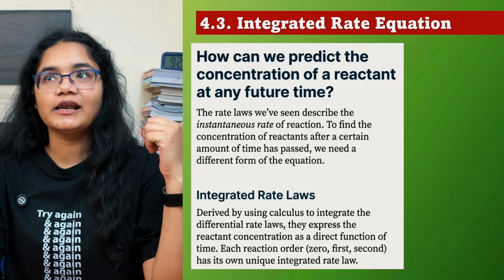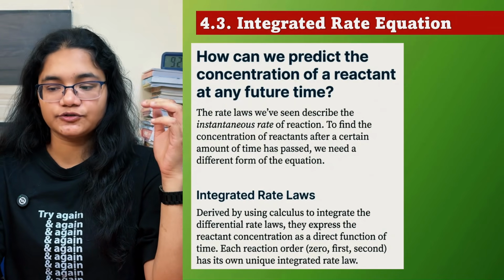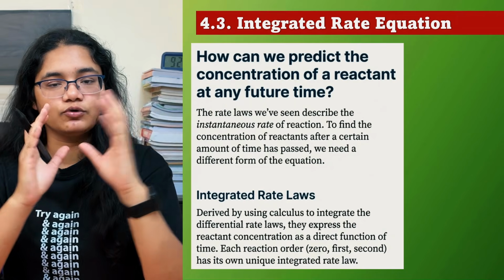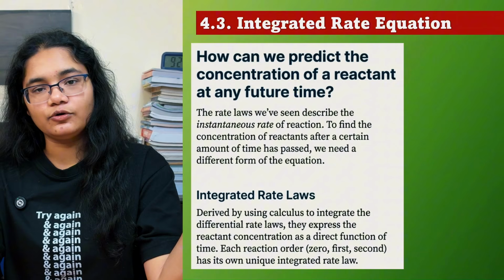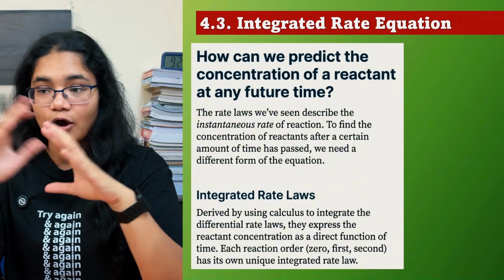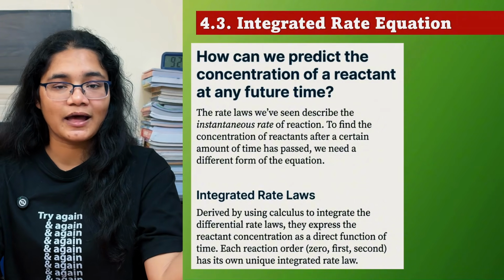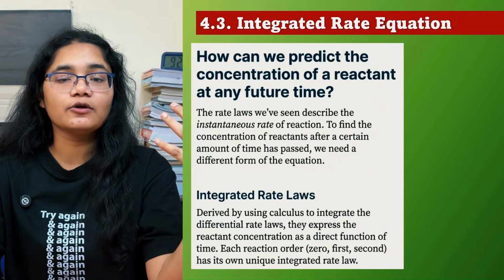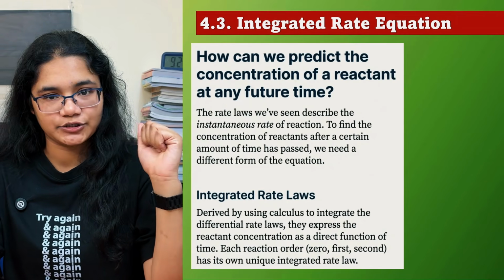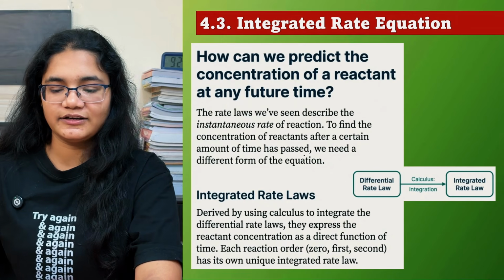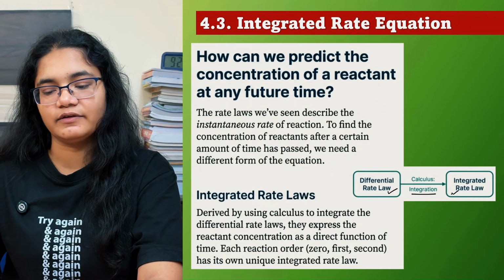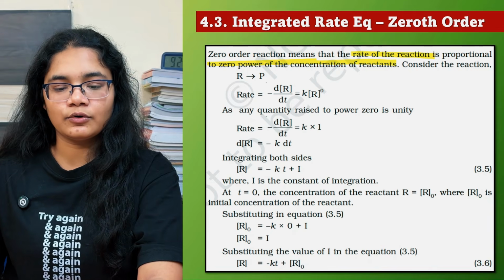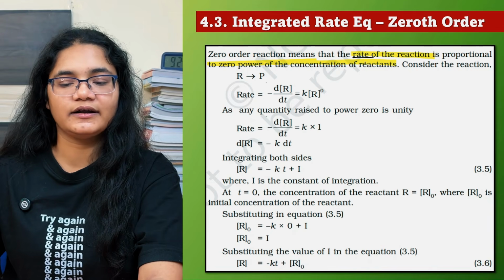Okay, or let me give you another example. Suppose you have started with 10 moles of reactant A and you want the A to come to 7 moles. So how much time will be required for this reaction to happen? If you want to calculate that time, then also we need integrated rate equation. So differential rate law, if you do calculus, that means if you integrate the differential rate law, we get integrated rate law. So integrated rate law for 0th order derivation is important.